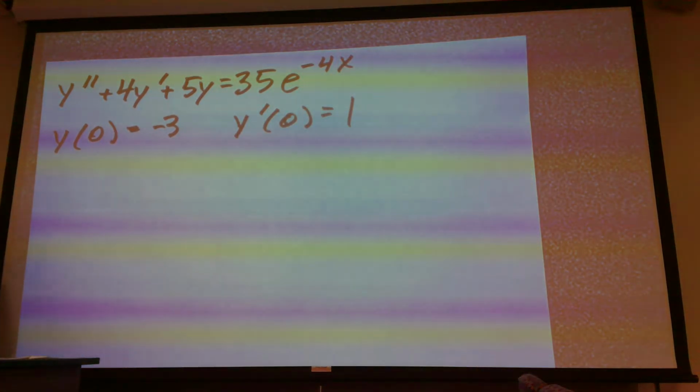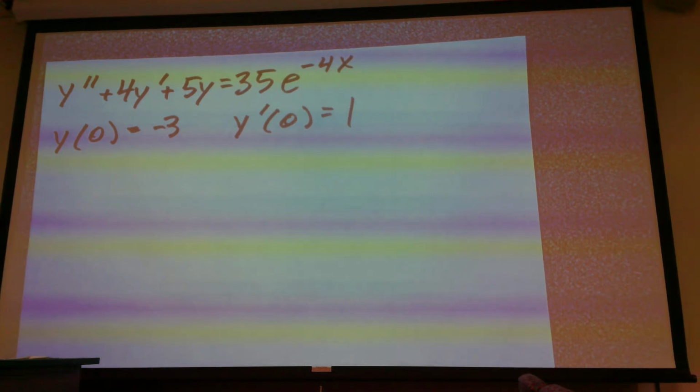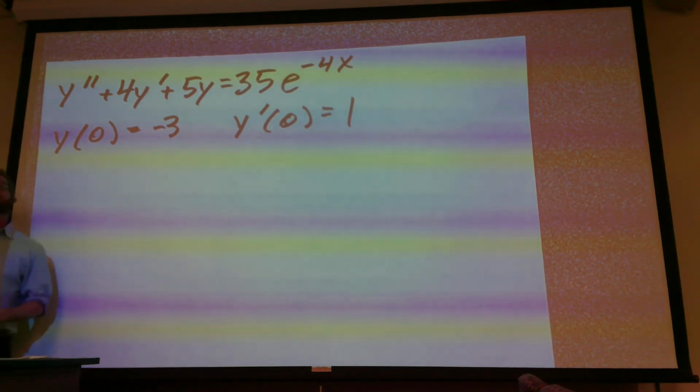So, a non-homogeneous second-order differential equation with initial values. In this case, we're not only going to be solving for that letter that we're looking for, we're also going to be solving for the C1 and the C2 that are going to be associated with the y sub c. Okay. All right, first part is that auxiliary equation.